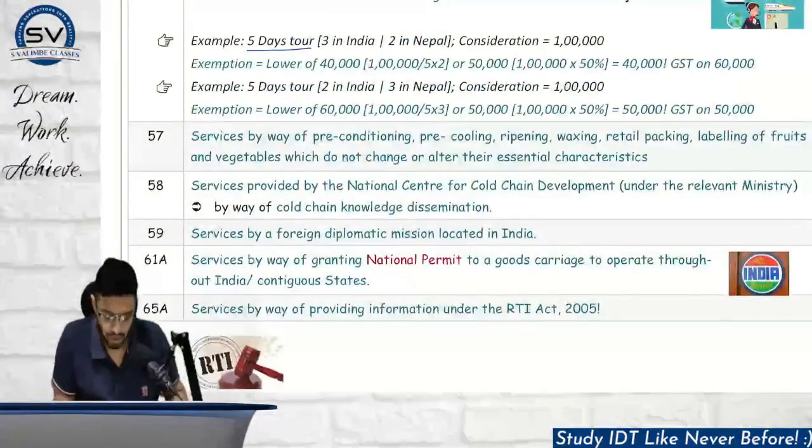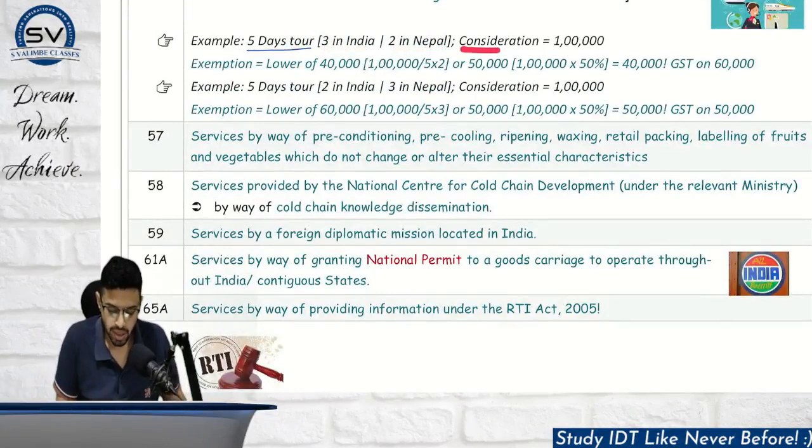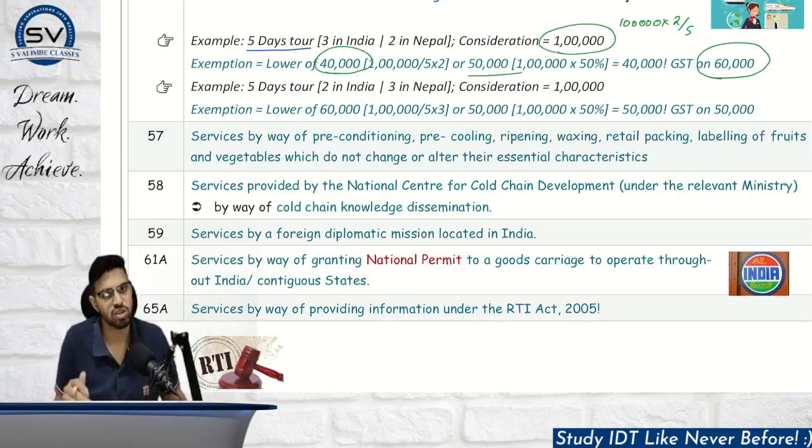Let's see. If it is a 5-day tour, 3 days in India, 2 days in Nepal. So one is India, partly outside India, and consideration is 1 lakh. So point number 1, you do the calculation of 1 lakh as per the ratio of days. So what is the portion which is spent outside India? 1 lakh into 2/5. Okay, so that will be 40,000 or 50% of consideration, that is 50,000. Whichever is lower, 40,000. So GST on 60,000, right? Out of 1 lakh, 40,000 is exempt, 60,000 will be taxable.